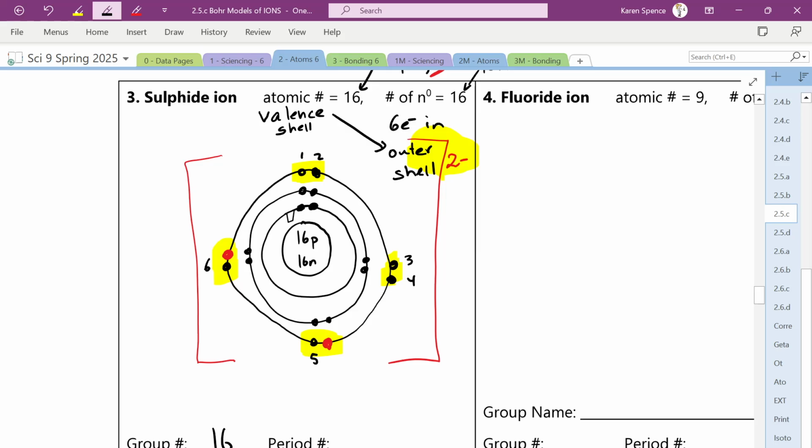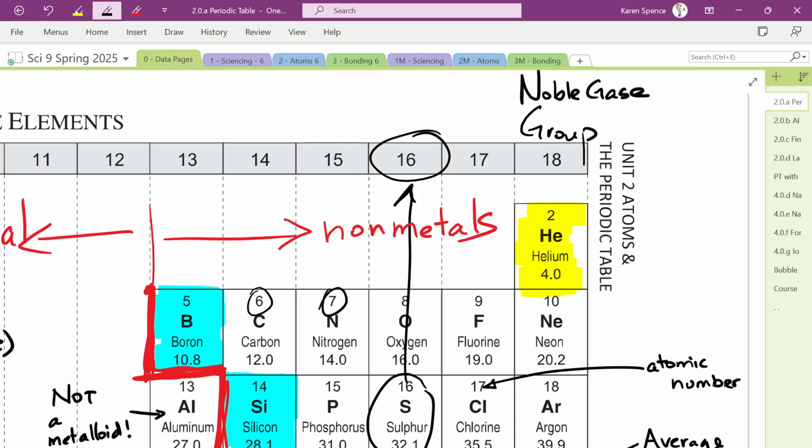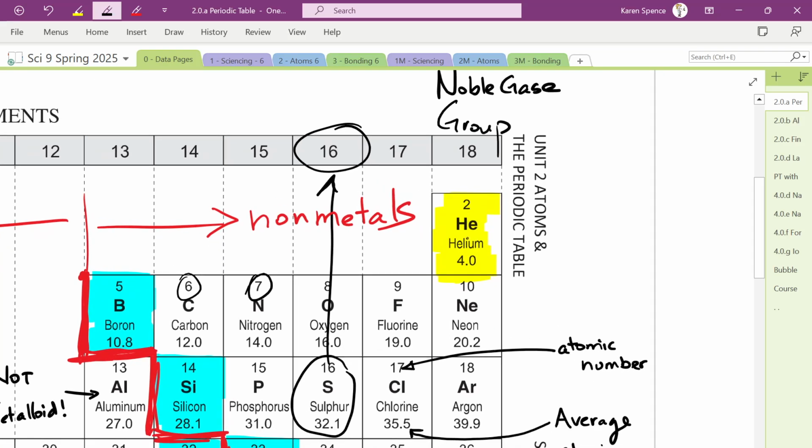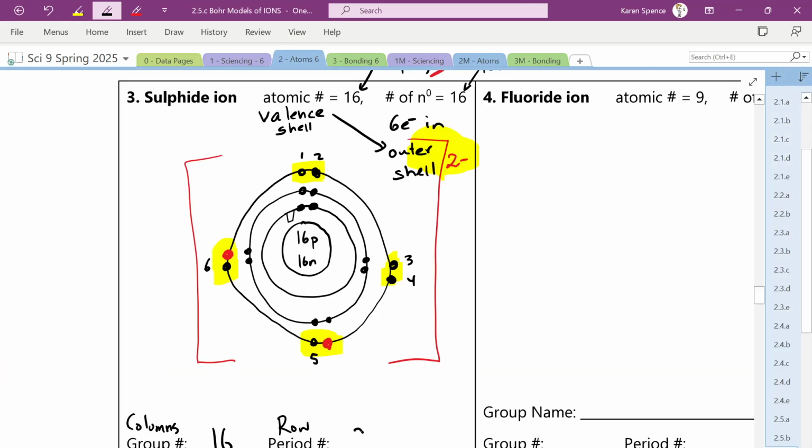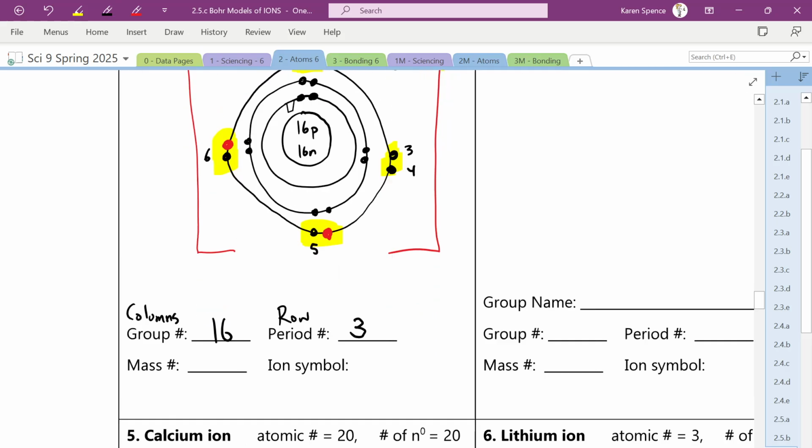What period is it in? What row is it? Okay, the groups are the columns. And those are the rows. Okay, so let's grab that. And let's go see what row sulfur is in. It's in row 1, 2, 3. This is getting very untidy. I'm going to have to erase soon. So it is in period number 3, row 3.